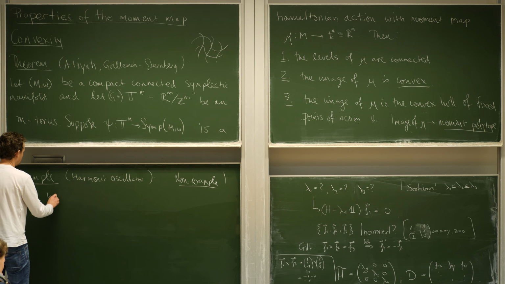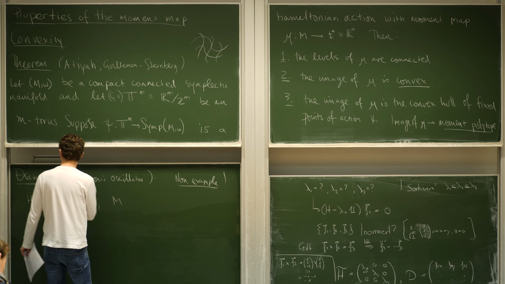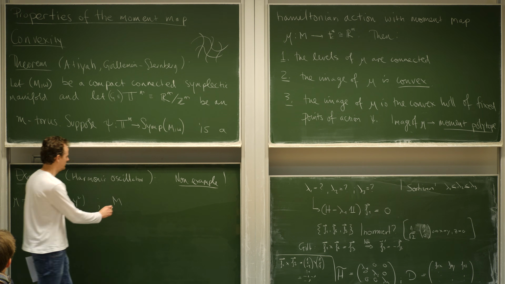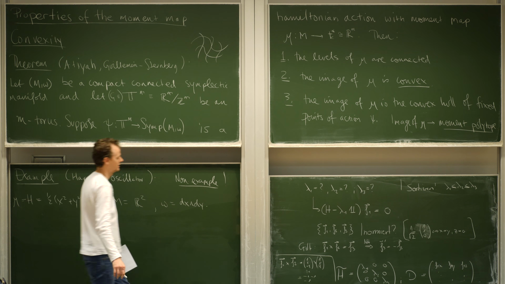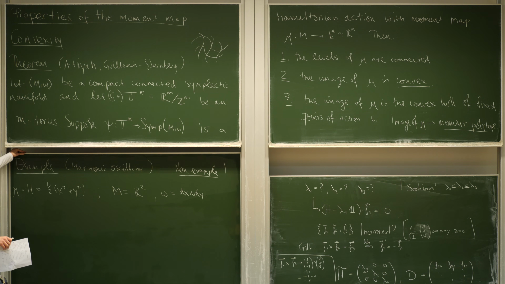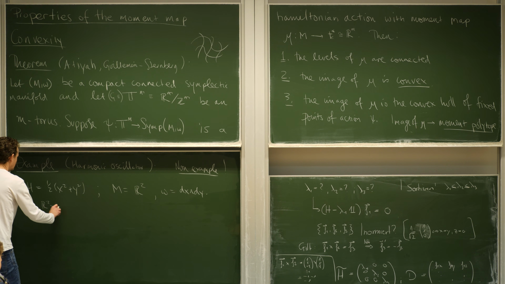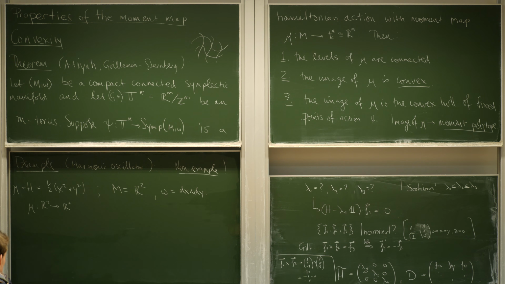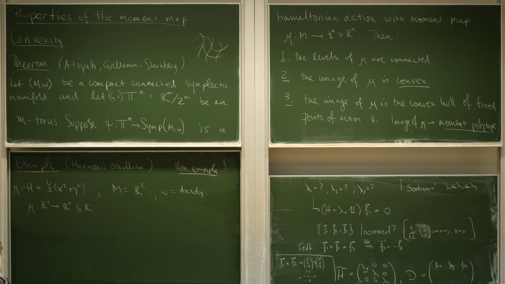So the Hamiltonian is a half x squared plus y squared. The Hamiltonian is the moment map in this case, right? M is just R2, and omega is just dx wedge dy. This is our go-to example for illustrating things in symplectic geometry. And we're going to look at the image of mu. So mu is just a map from R2 to R plus, which is a subset of R. And it's a non-example here in particular because, well, we'll see.